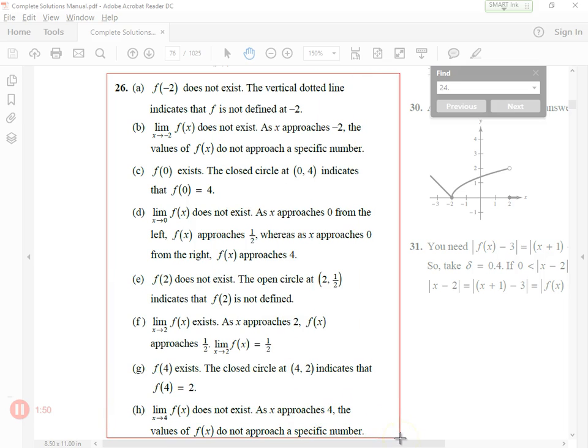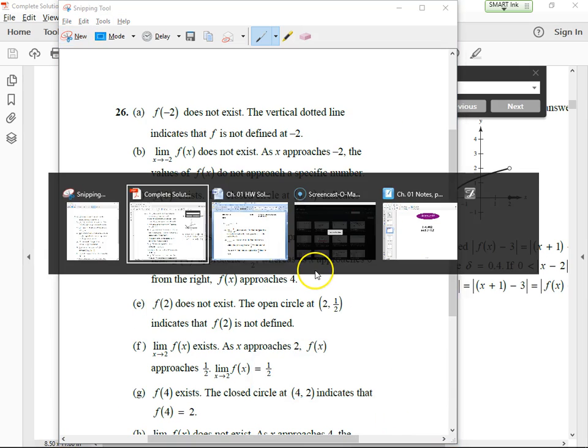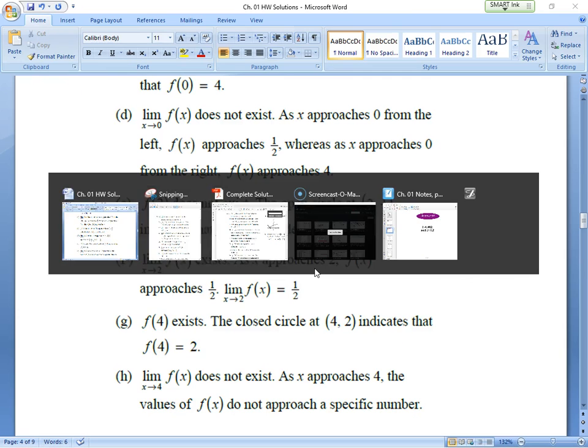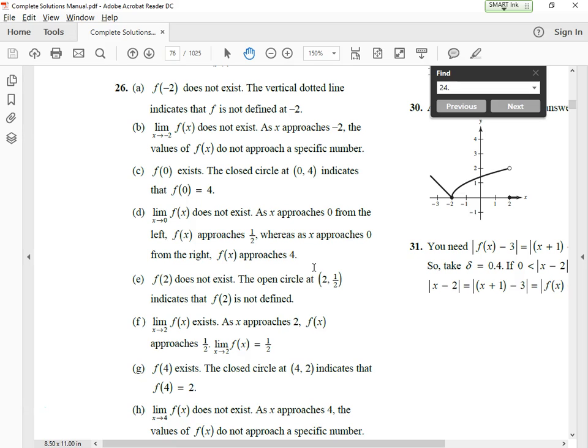Letter B, DNE. Letter C, the function exists. Letter D, DNE. Letter E, DNE. Letter F, 1/2. Letter G exists and it's 2. And H, is it totally showing? Yeah. DNE.